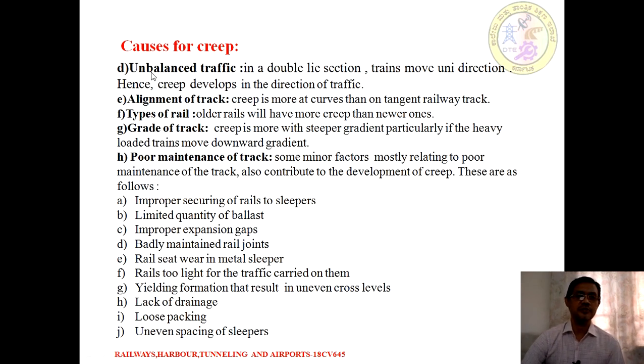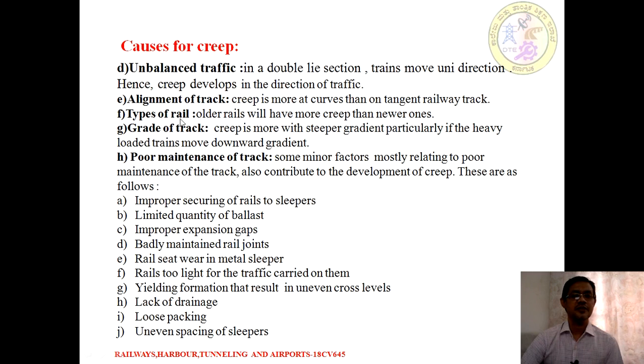Next cause is unbalanced traffic. Suppose in a double line section, if the trains are moving in a single direction, hence the creep is going to be developed in the direction of traffic only. Apart from this, we have many more causes. Next is alignment. Wherever we have curves on a tangent of a railway track, that is also going to have a creep.